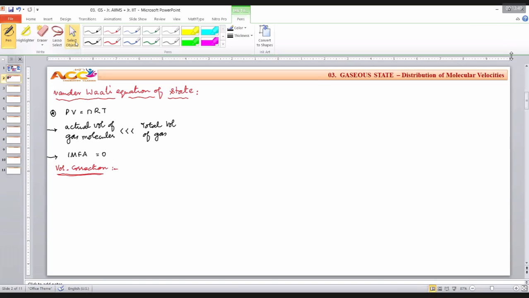What is the reverse of the situation? See here. Suppose, for example, roll number 1 is sitting here. Then roll number 2 can occupy any one of these 4 chairs: right, left, front, back. But this space of the container is not available for how many molecules? 1, 2, 3, 4 molecules. Are you able to understand?